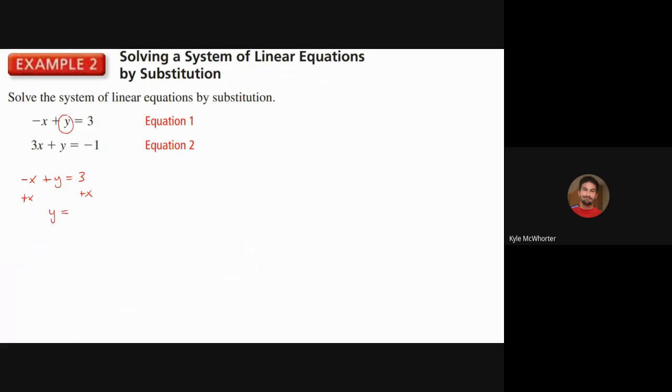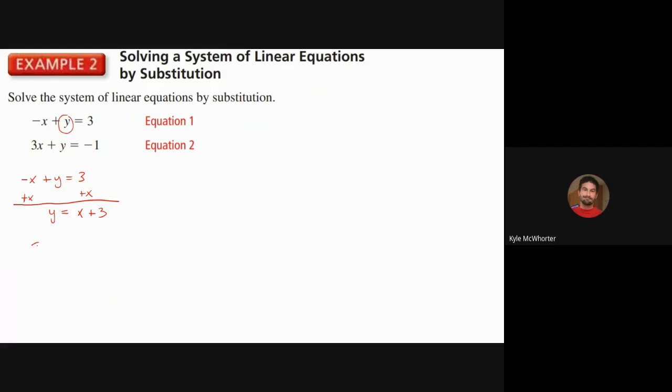Now 3 plus x, you can't combine those because we don't know what x is, so it's just x plus 3. Okay, so that's step 1. We got one of the variables by itself. Now we're going to take the expression that is equal to our variable, in this case x plus 3, and we're going to plug it into equation 2.